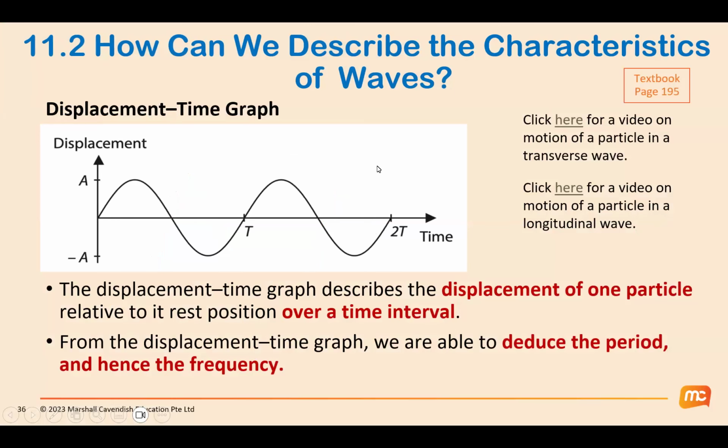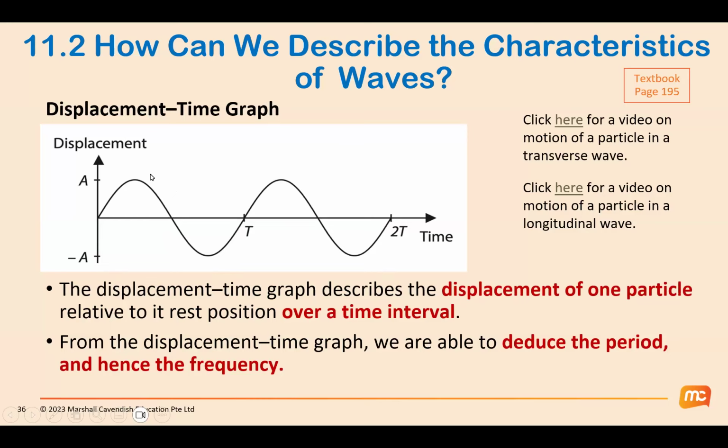Next, I can also represent a wave in graphical form as a displacement time graph. For a displacement time graph, the x-axis will be the time. It shows only one particle that is moving over an interval of time. So it's not at one timing. I just zoom into one particle and how it is moving. This particle is moving up and down over a period of time.